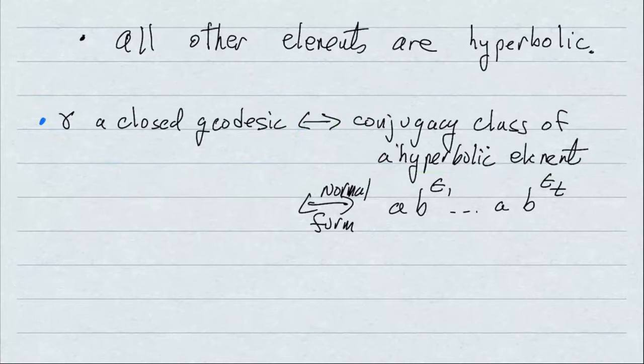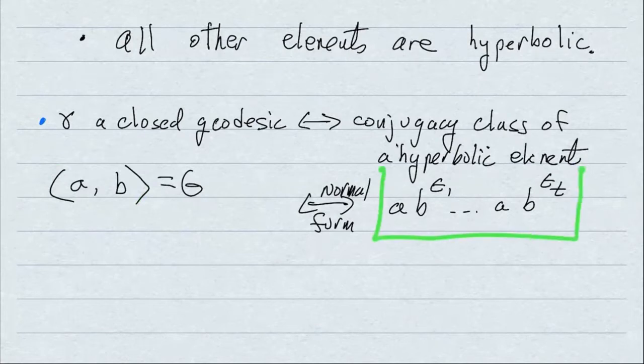So let's think about this. If you remember, our generators are the order 2 and the order 3 for the group G. And if we want a conjugacy class representative of gamma, you lift upstairs, you have all these hyperbolic elements. They're given by a word in these generators, A and B. You could always conjugate so that the word starts with A, ends with B, and it's of this form: A, B to the epsilon 1 up to epsilon T, where the epsilon i are plus or minus 1.